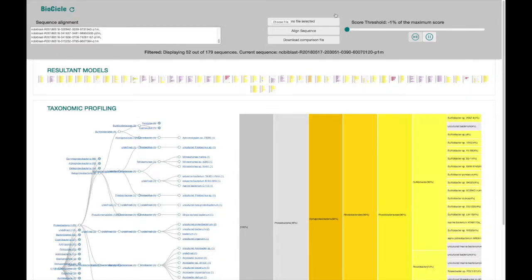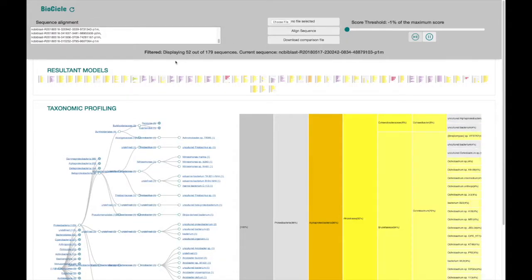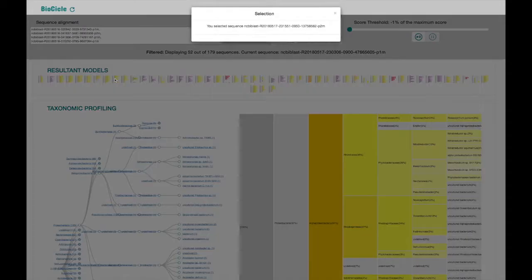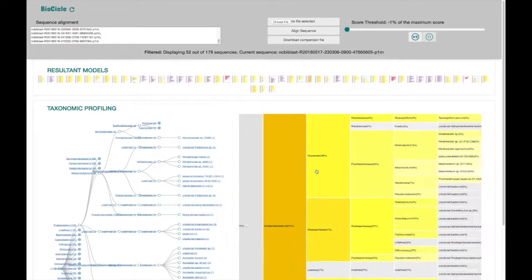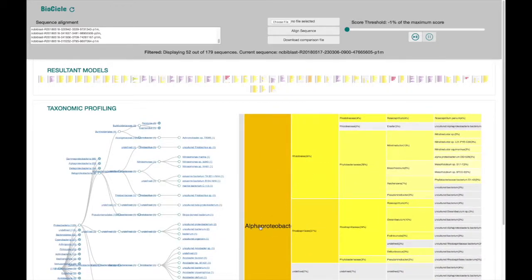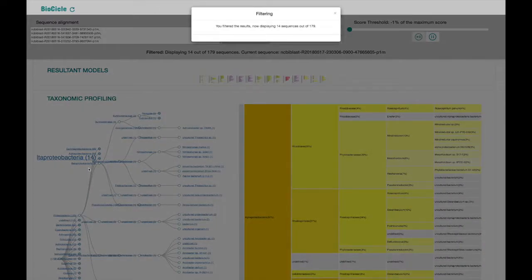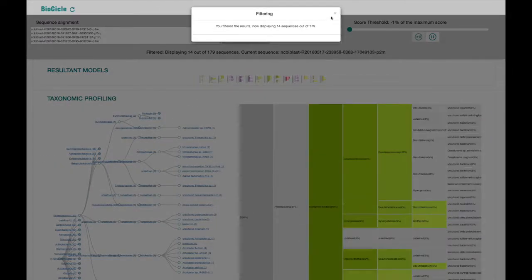After repeating the filtering process with the next two most common orders, Alpha proteobacteria and Delta proteobacteria, it is possible to see a similar behavior as with the Gamma proteobacteria. The remaining results for both filters have common tones between them: yellow for Alpha proteobacteria and green for Delta proteobacteria.